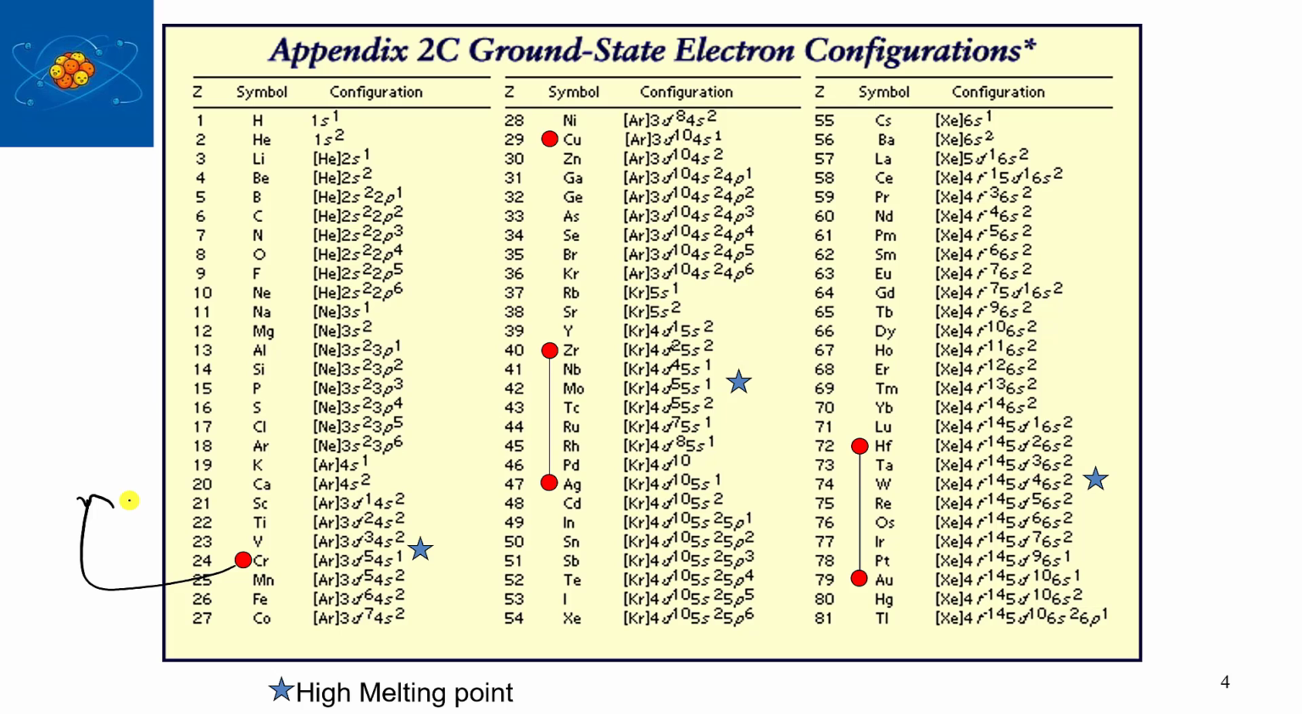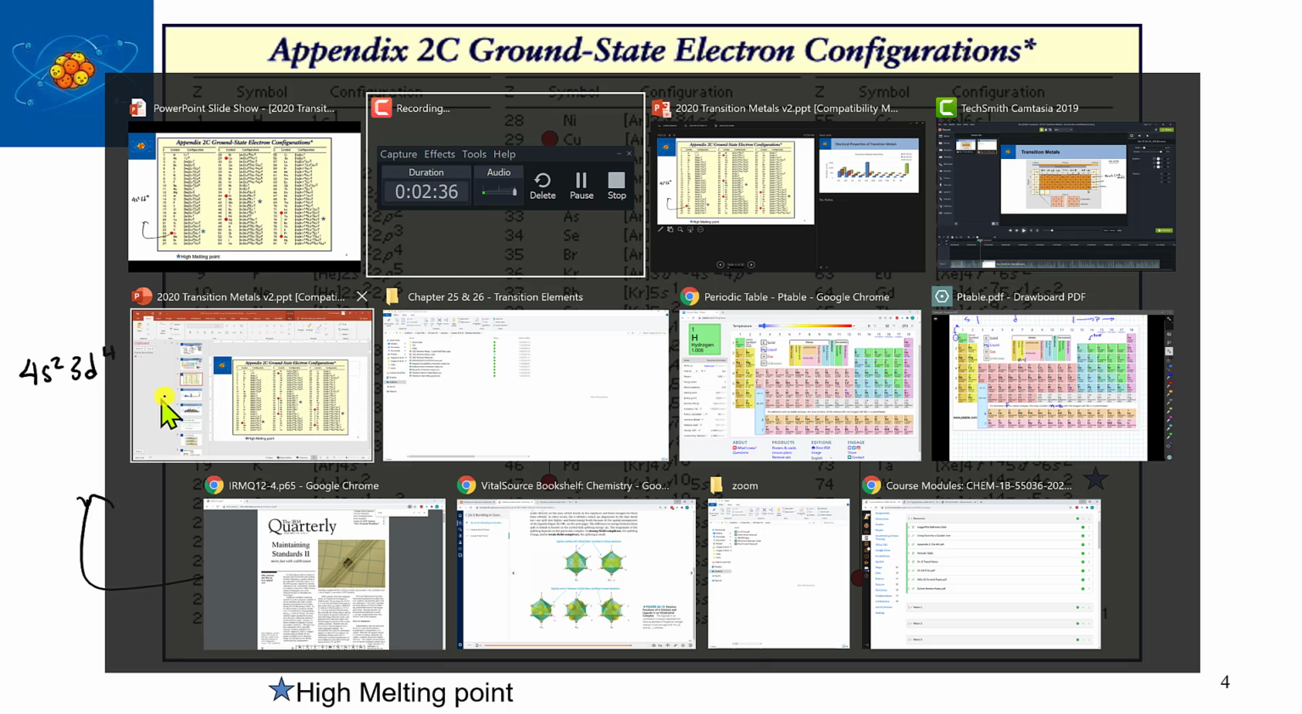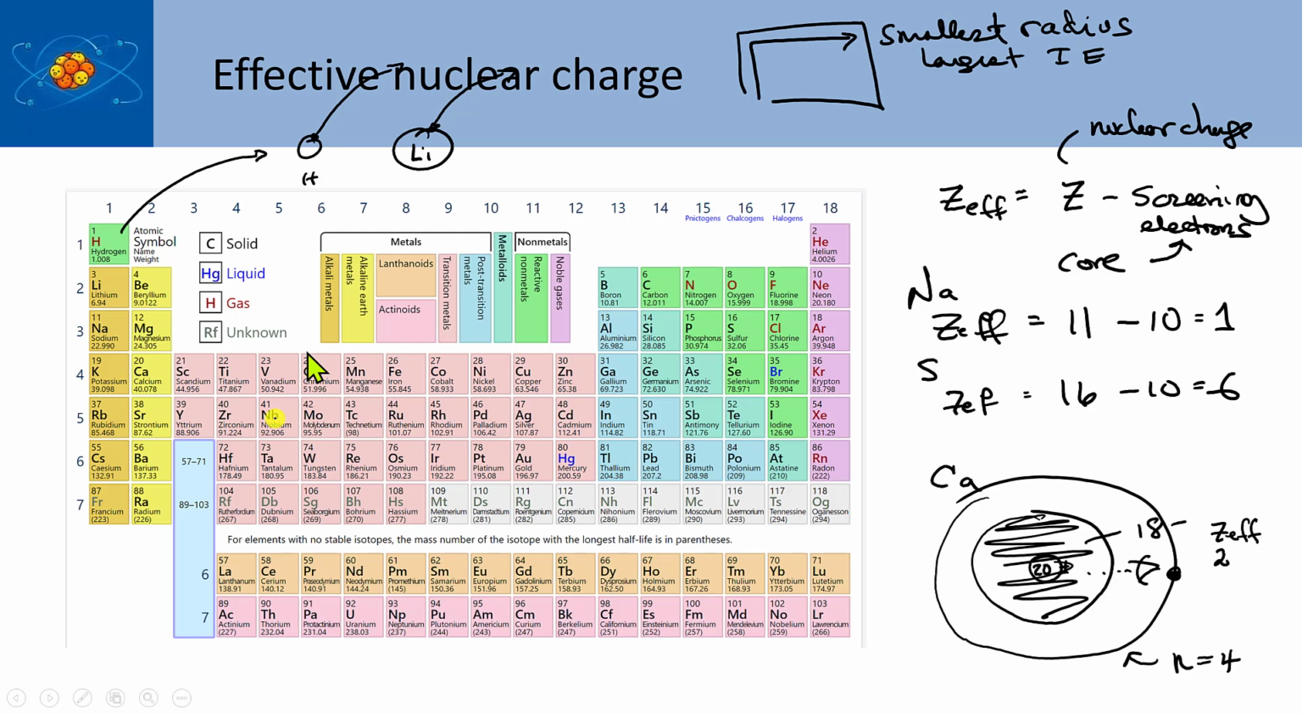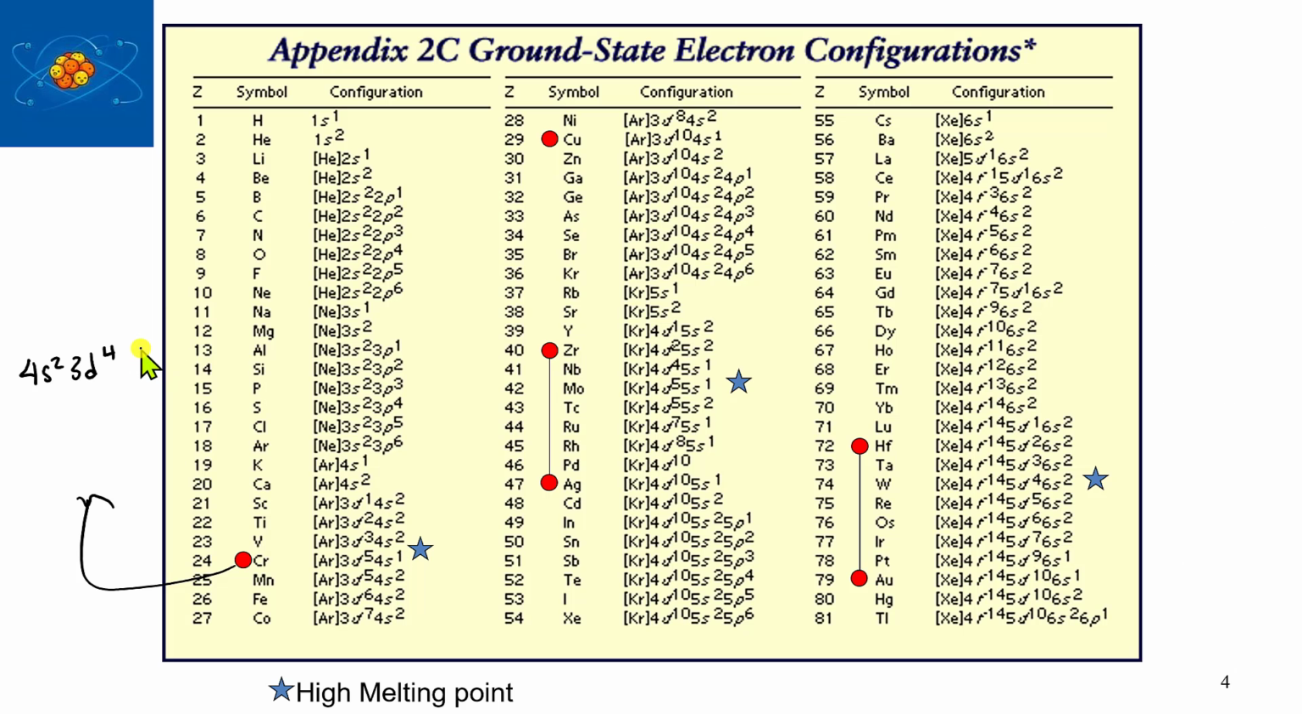But chromium's electron configuration, you expect 4s2 3d4. And you can look at it in terms of our periodic table, which is here, right? 4s2, 1 2 3 4, 3d4. That's what we expect. What you actually get is 4s1 3d5. Now, it helps actually if you look at the orbital diagram, and you'll see what's happening.